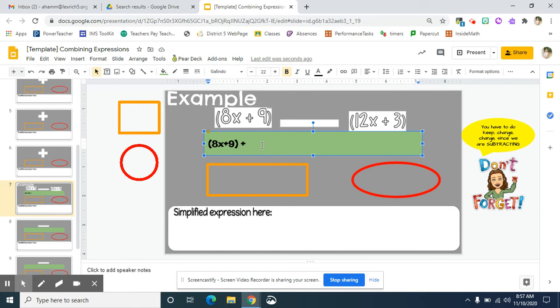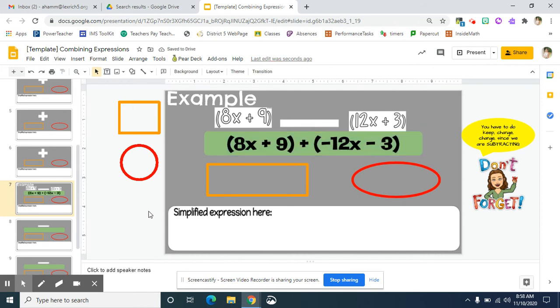So positive 12x is now going to be negative 12x. And then plus, and that positive 3 is now going to be negative 3. Okay, you could also just have changed plus 3 to minus 3. That means the same thing. So I'm just going to put some spaces here. If you want, you can center it. Make it a little bigger. Okay. It might already be fixed by the time you work on this.